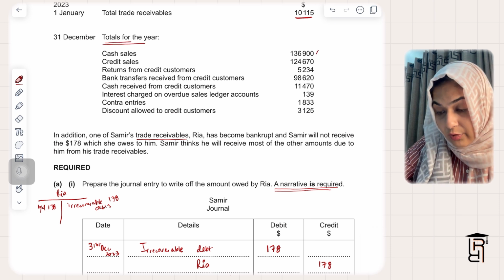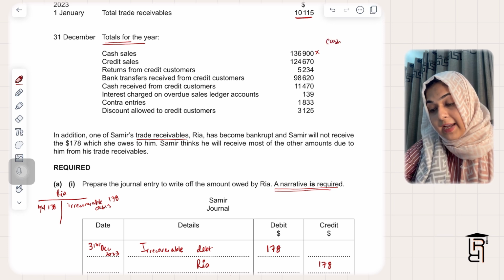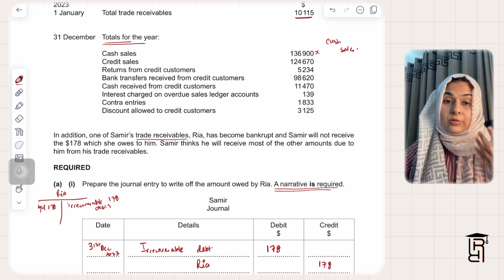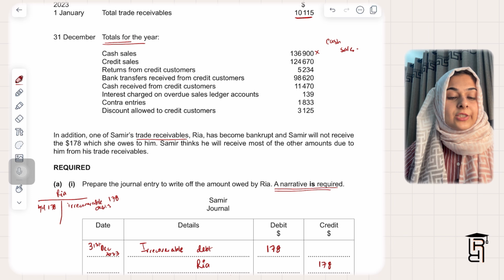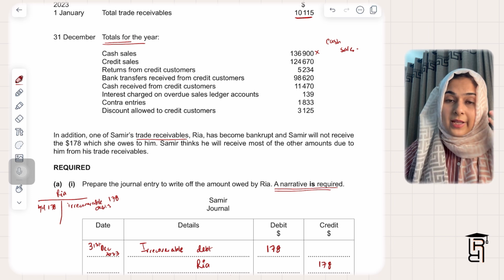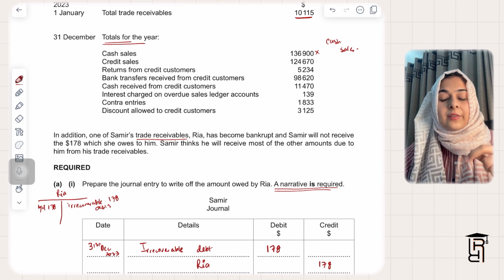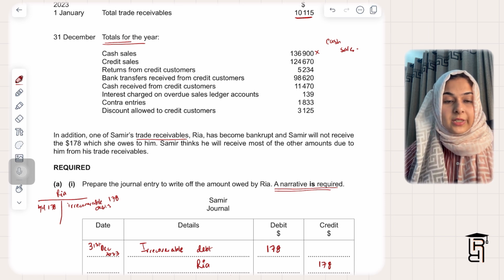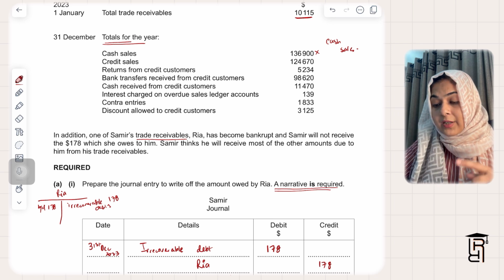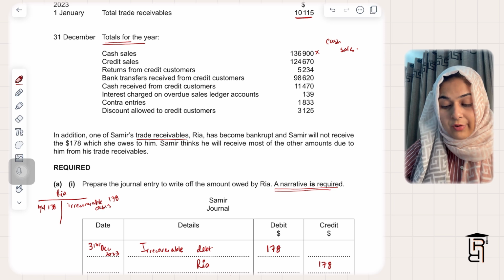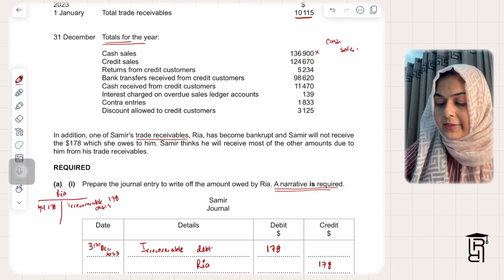Cash sales is not recorded in the sales ledger control account because the double entry for cash sales is cash debit, sales credit. So there's no trade receivable involved in cash sales. Whenever you're making cash sales, you're giving the goods to the customers and taking the money right away. Trade receivable is created when you give the goods to the customers, but they don't pay you immediately. They promise to pay you in future. So cash sales is not recorded in the sales ledger control account because this is the total trade receivables account. However, yes, credit sales will be recorded.